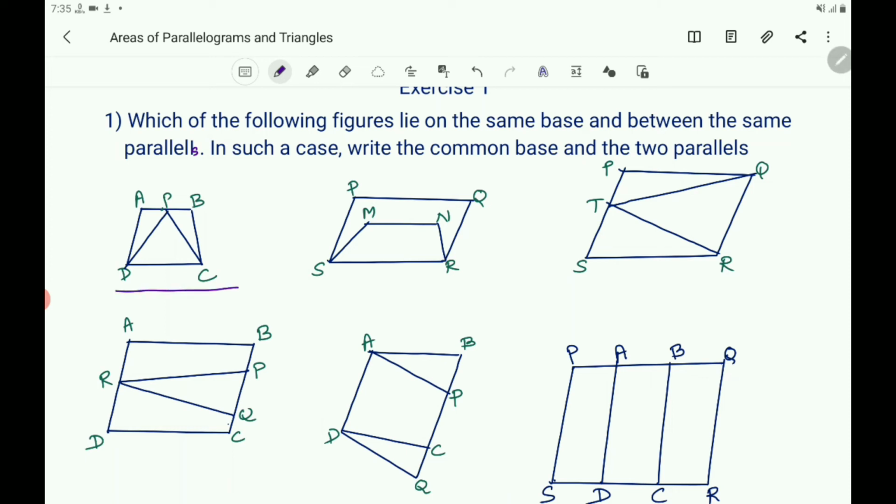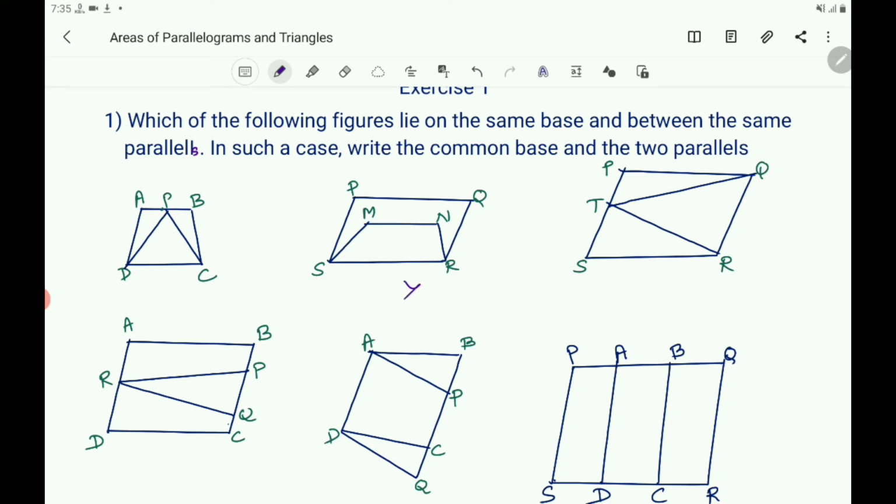So see the first figure here. Here what you can observe, the figures are trapezium ABCD and triangle PDC. Yes, you can observe that they are on the same base DC and between the parallels AB parallel to DC. Second figure, they are not the figures on the same base and between the same parallels. Yes, they are on the same base, but they are not between the same parallels. So these figures do not come under the figures on the same base and between the same parallels.